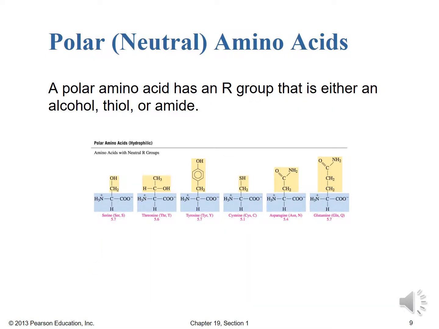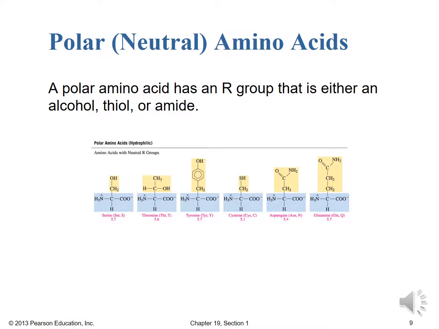Okay, so moving on to the polar neutral amino acids. So these are much like the nonpolar ones that we talked about, which were all neutral. These are all neutral side chains, although they do have polarity to them. So they're going to interact nicely with water. They're going to be hydrophilic. And so we see these are going to involve R groups that are either alcohols, thiols, or amides. So we see examples of all those.